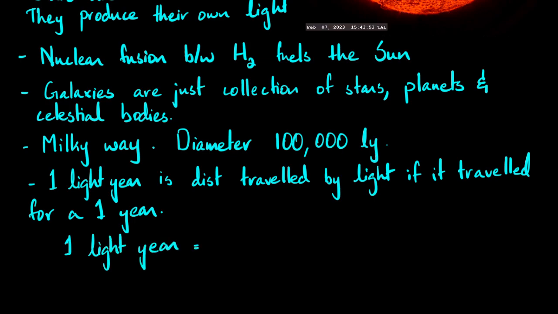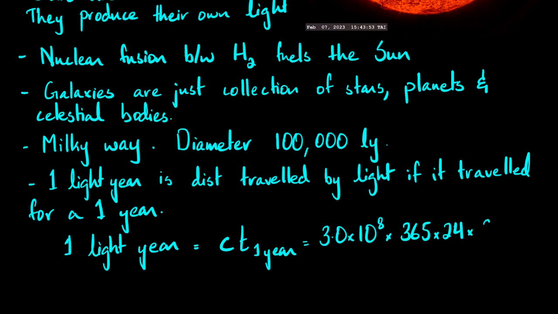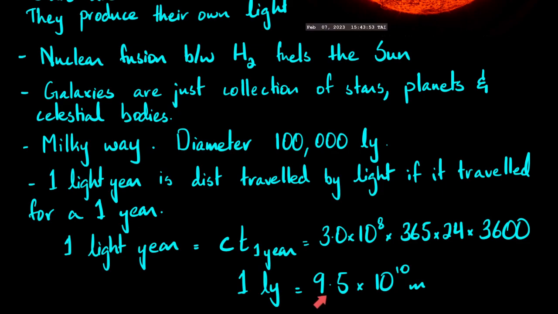This is simply the product of the speed of light and the time corresponding to 1 year. So the speed of light is 3 into 10 to the 8. 1 year has 365 days. Each of those days has 24 hours, and each hour has 3600 seconds. So we can come up with a conversion that 1 light year, correct to 2SF, is 9.5 into 10 to the 10 meters. Again, just a refresher as to why 2SF: the least number of SF is the speed of light, which is taken here to be 2SF.